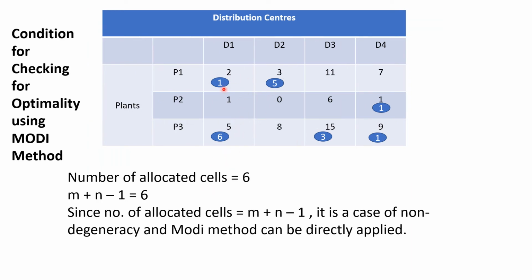So that's what we have mentioned. 1, 2, 3, 4, 5, 6. Number of allocated cells is 6. m plus n minus 1 is also 6. m stands for rows and n stands for columns. Since the number of allocated cells equals m plus n minus 1, it's a case of non-degeneracy and the MODI method can be directly applied.